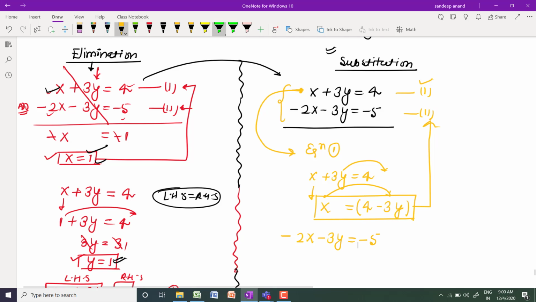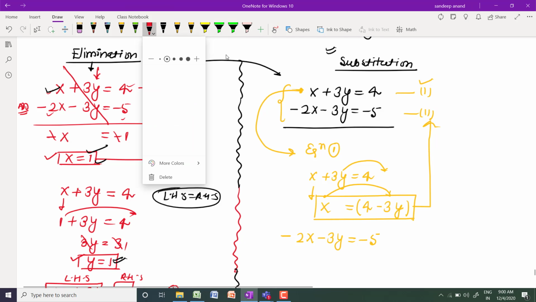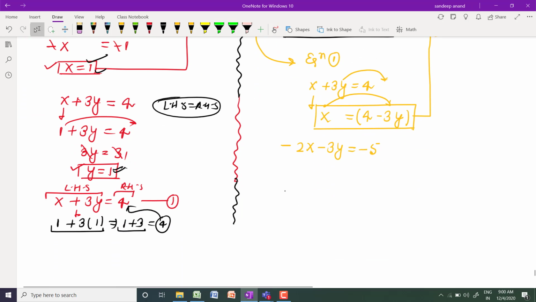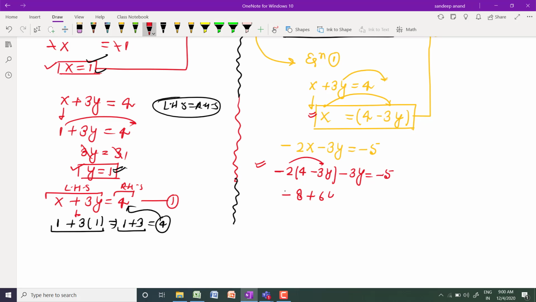Now instead of x, I am putting this x variable value over here. So this is minus 2, x value is 4 minus 3y, minus 3y, that is equal to minus 5. The rest is the calculation part. So minus 2 multiplied by 4, you will get minus 8, and minus 2 multiplied by minus 3y gives positive 6y, minus 3y is equal to minus 5. Now you can solve this. Minus 8 remains the same. This is 6y minus 3y, it comes 3y is equal to minus 5.